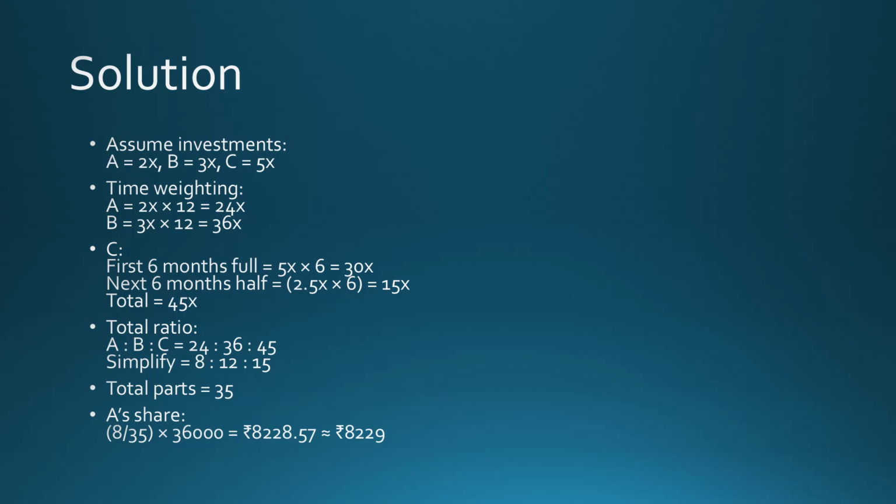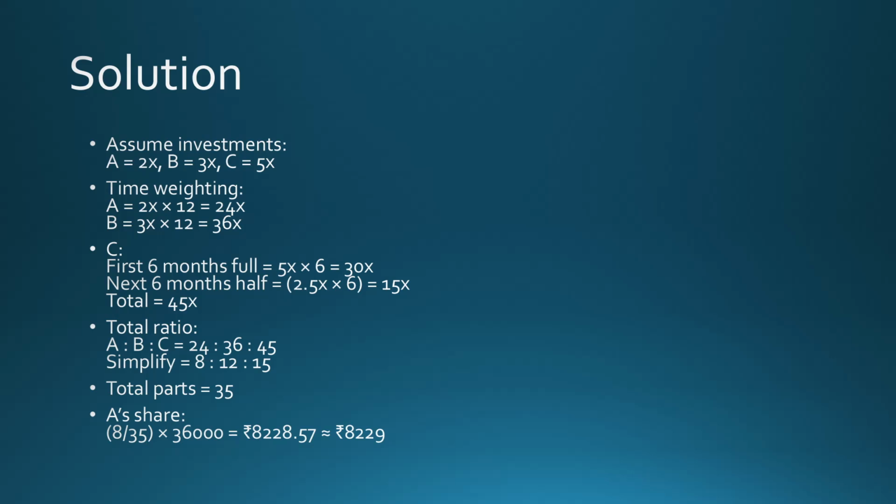And we assume that each month they are investing this amount. So for 12 months, A will invest how much? 2x into 12, that is 24x. B will invest how much? 3x into 12, that is 36x. For C, what will happen? For the first 6 months, it will invest 5x into 6, that is 30x. But for the next 6 months, his investment will become half. So half of 5x, that is 2.5x, multiplied by 6 equal to 15x. So total investment of C becomes 30x plus 15x, which is 45x.